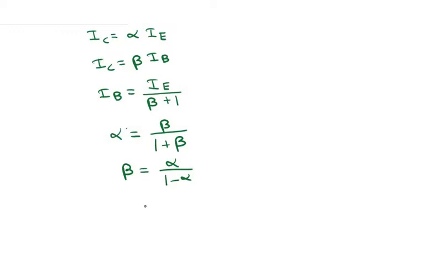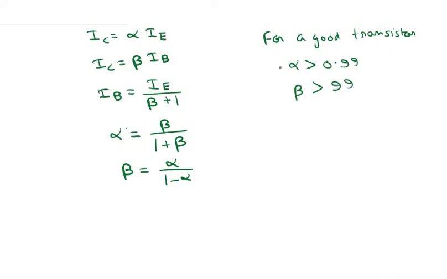Okay, and so we also stated the last day that for a good transistor, alpha should be greater than 0.99. So this actually means that beta is greater than 99 for a good transistor. We can derive the second equation from the first one, that if alpha is greater than 0.99, then beta must be greater than 99.